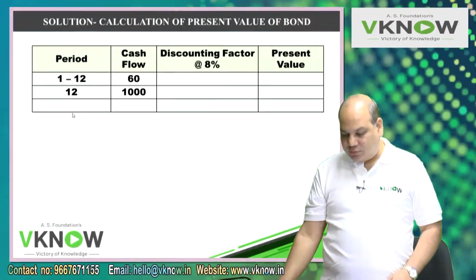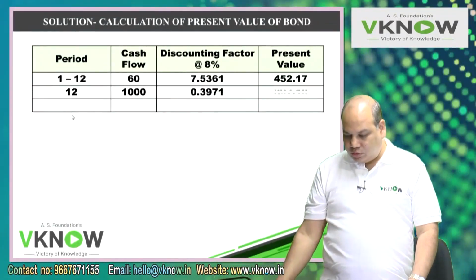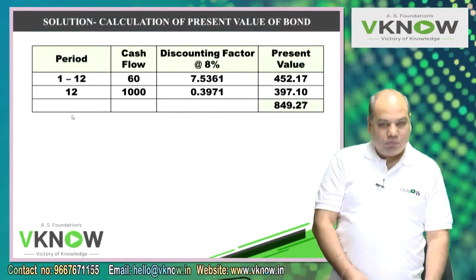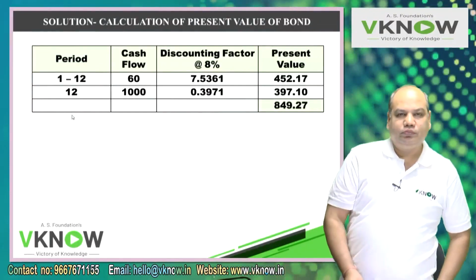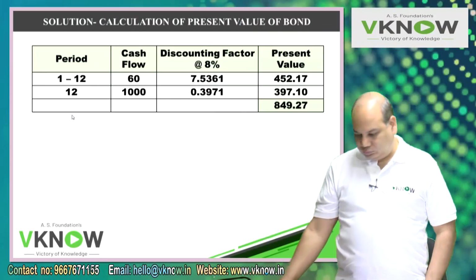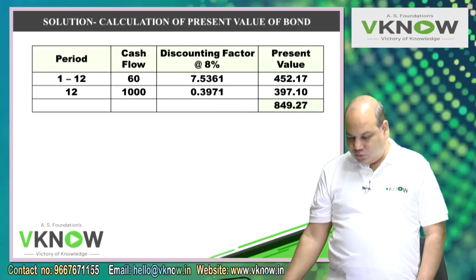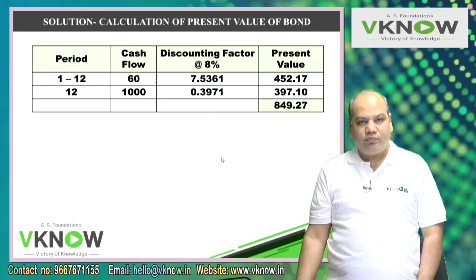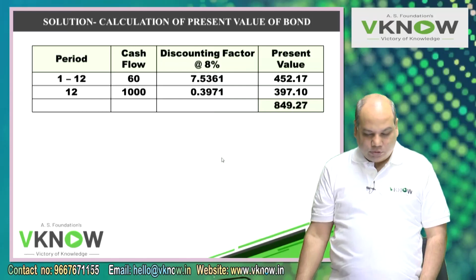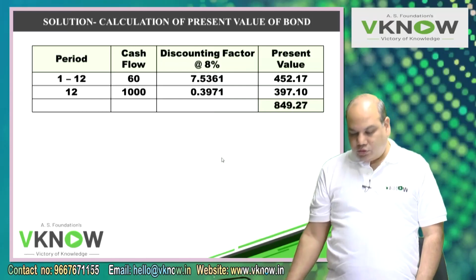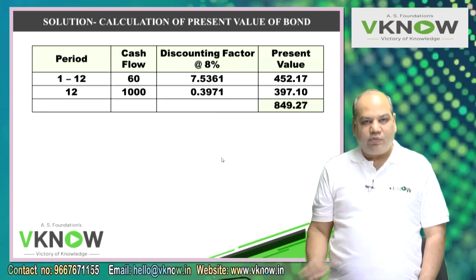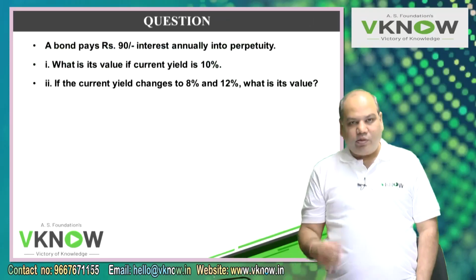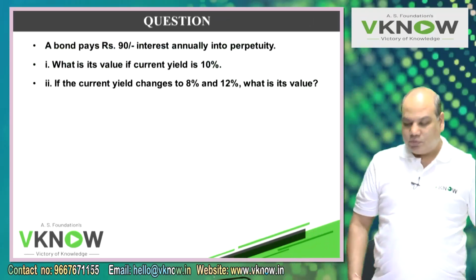Can we check the answer? Those who have done it, kindly check the answer. It comes to 849.27. Please check the answer. So these are the 2 examples on semi-annual bonds. We will require the semi-annual bond in subsequent questions also.